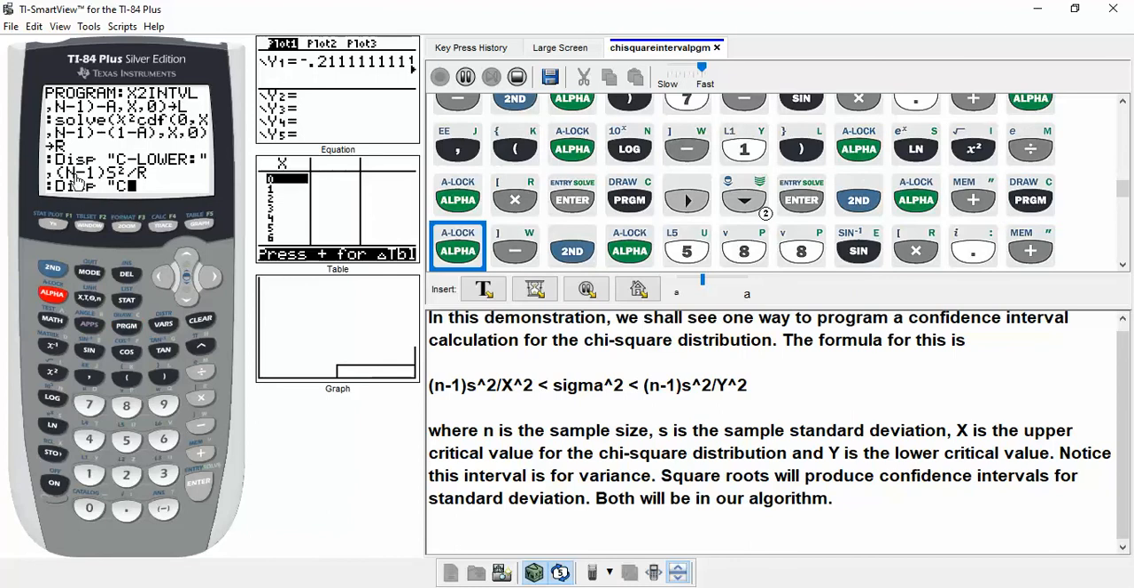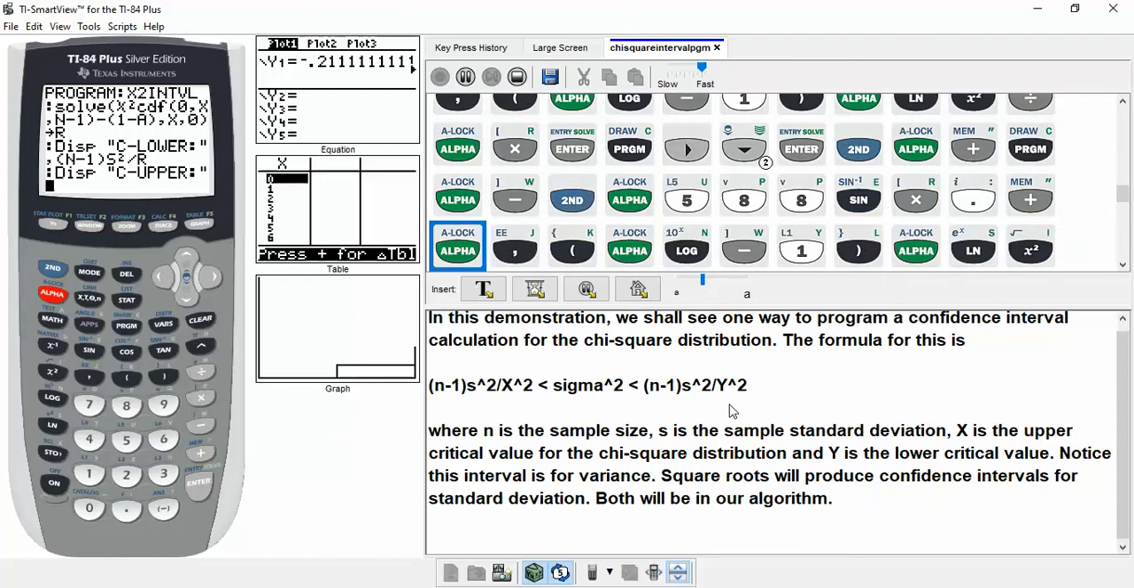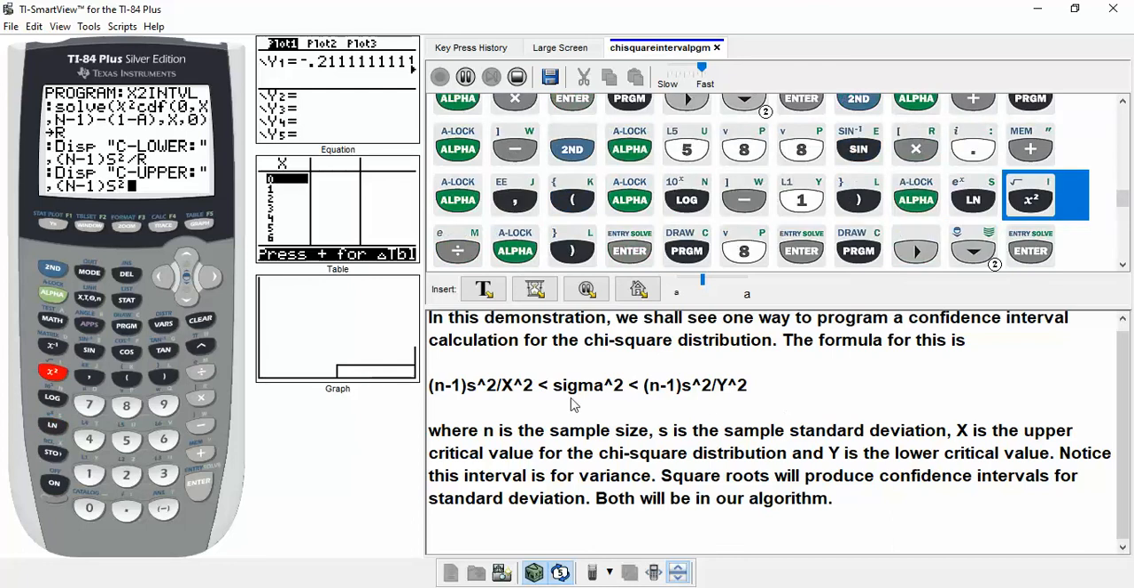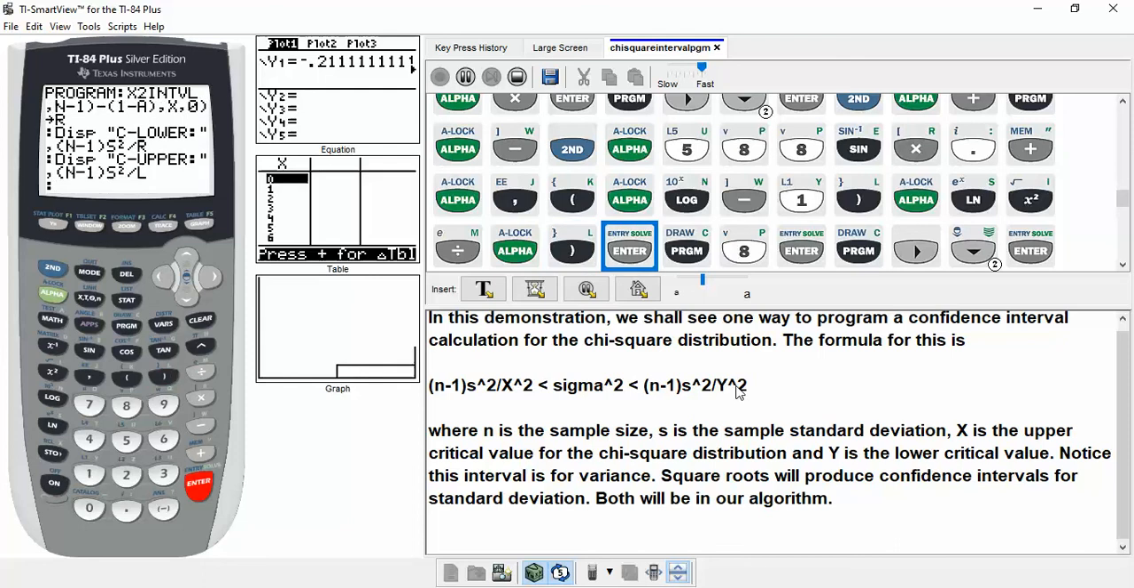We're going to display, open double quotes, and we're going to do the upper bound. So C minus sign for a hyphen, and then type in the word upper, and that's going to give the formula here. So we'll go ahead and close that double quote, put a comma in, and then we'll type in a similar thing over here, where you have n minus 1, s squared. Now that y squared on the bottom, that is the lower critical value, which we defined as L. So the squares on the x and the y in this formula are part of the notation, and that's just typical of what we see.